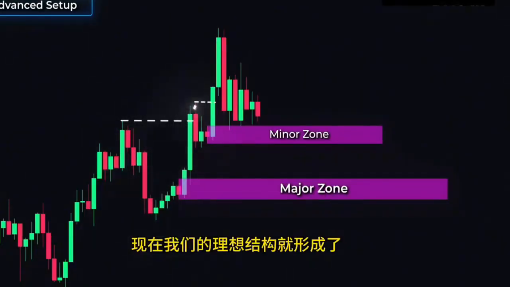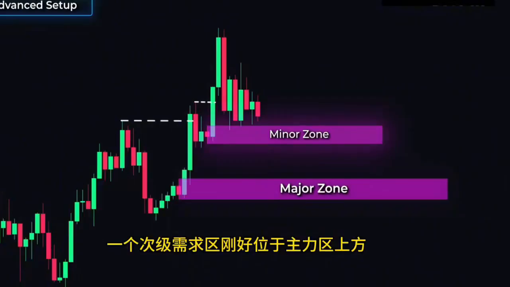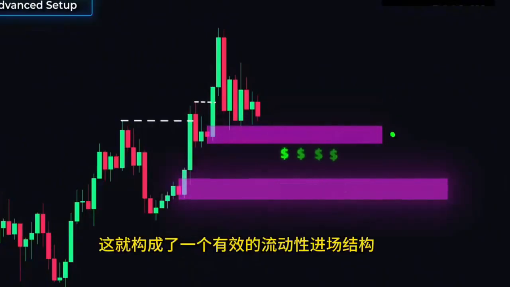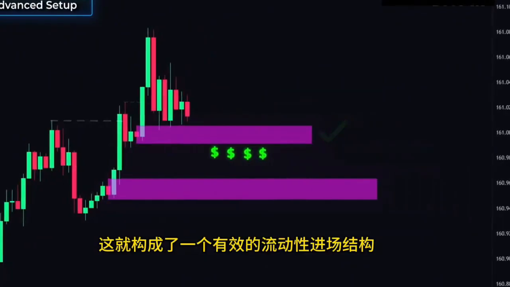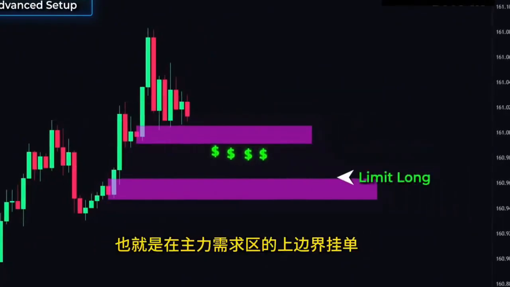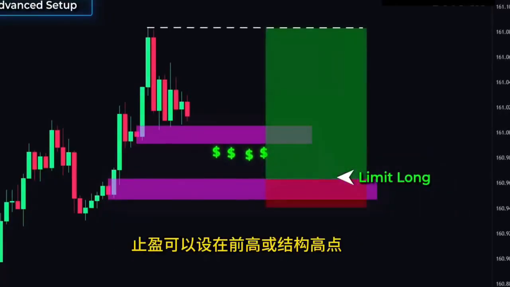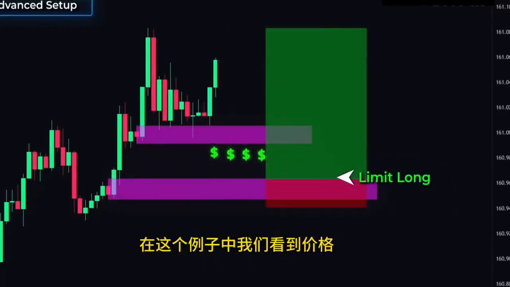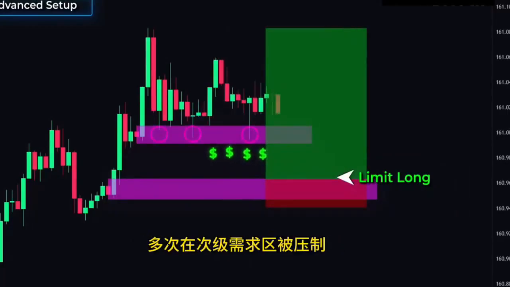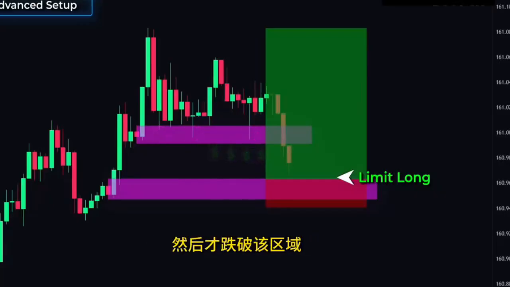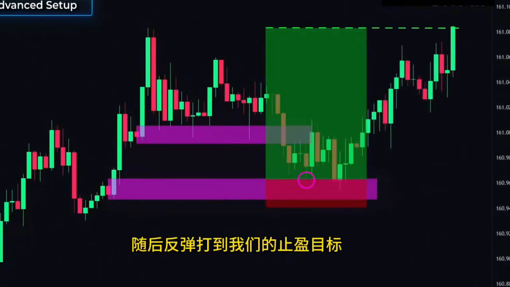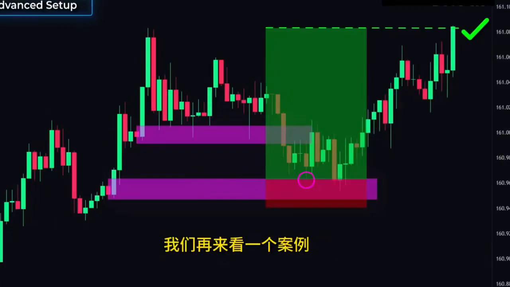So now we have our ideal setup, a minor demand zone sitting just above a major one, giving us a valid liquidity setup. For the entry, we place a limit long order at the top of the major demand zone, a stop loss slightly below it, and a take profit target at the previous highs. In this case, we can see that price rejected a few times at the minor demand zone before breaking it, retested the major demand zone which triggers our entry, and then bounced up to hit our take profit. A clean and successful trade. So let's look at another example.